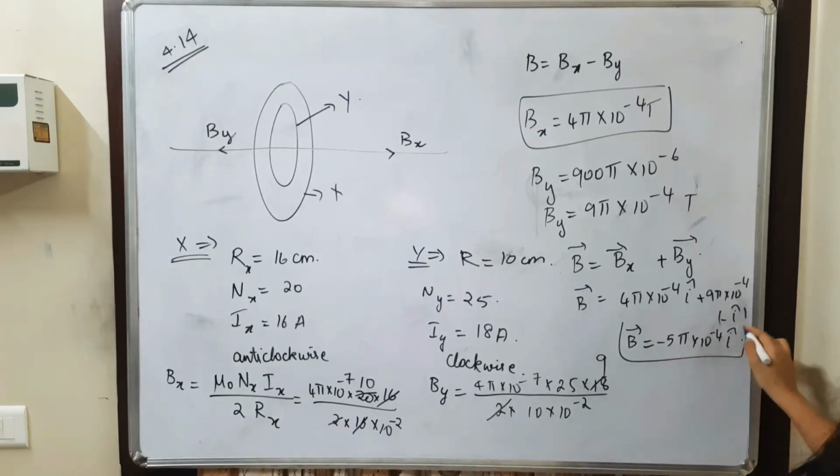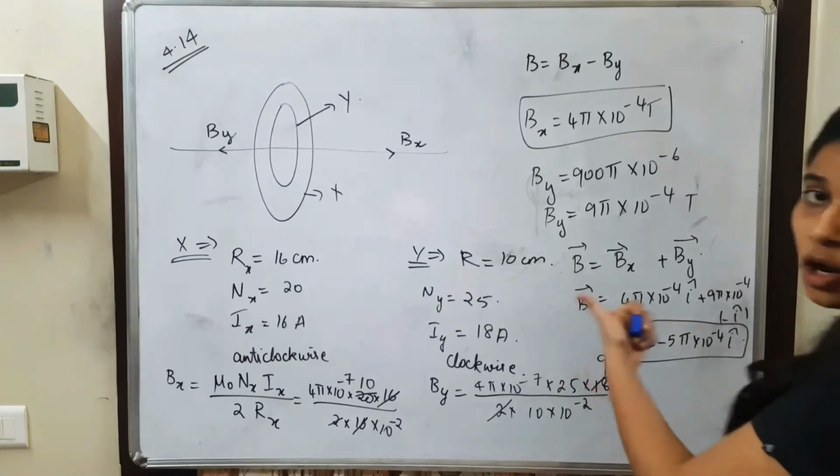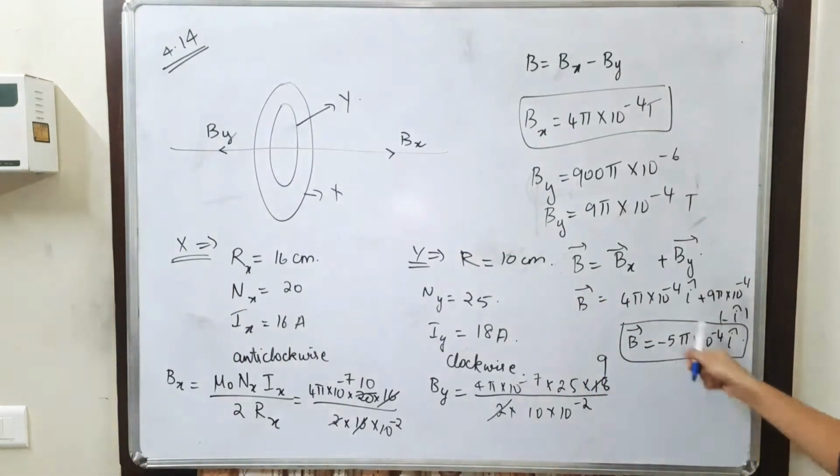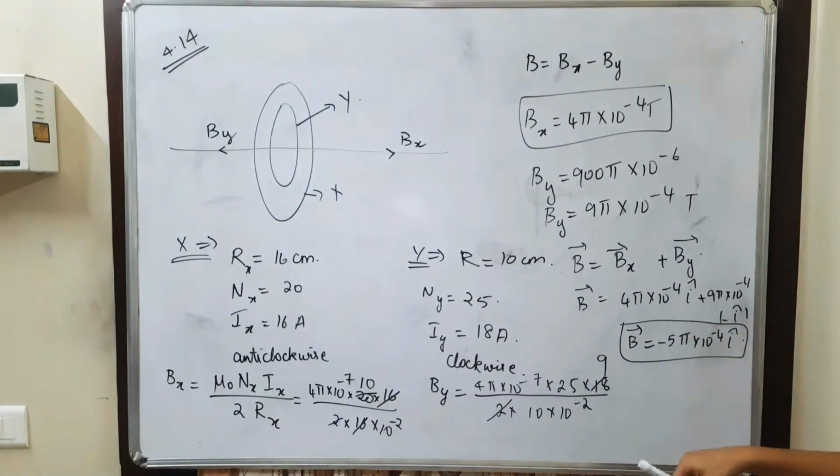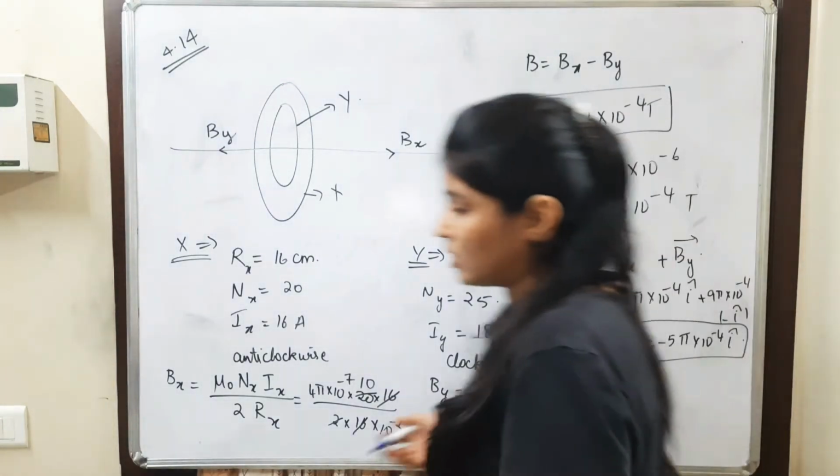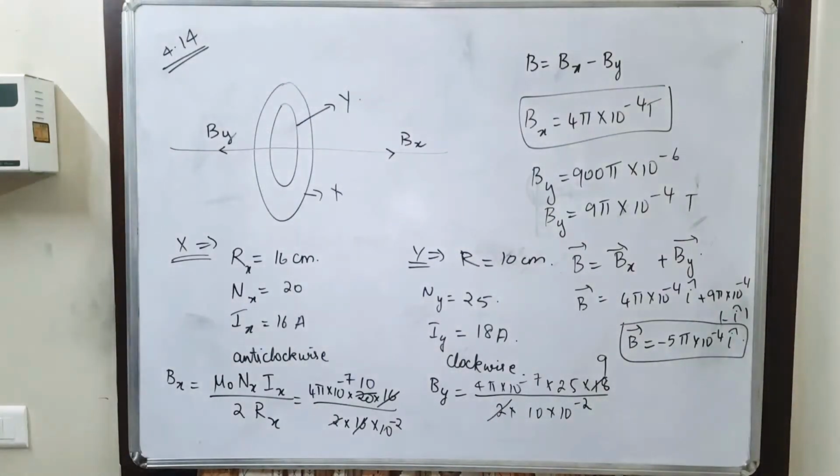That means the net magnetic field is along the negative X direction, and the value of the net magnetic field is 5 pi into 10 to the power minus 4 Tesla. You can multiply out 5 pi and write the answer, or simply leave it as it is.